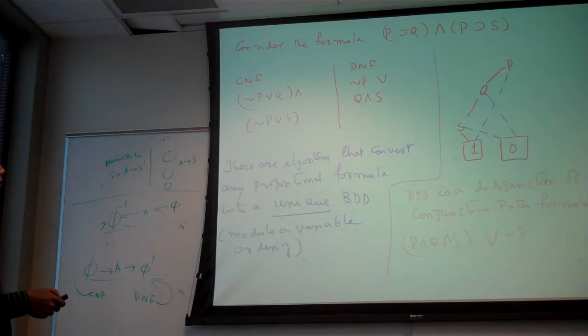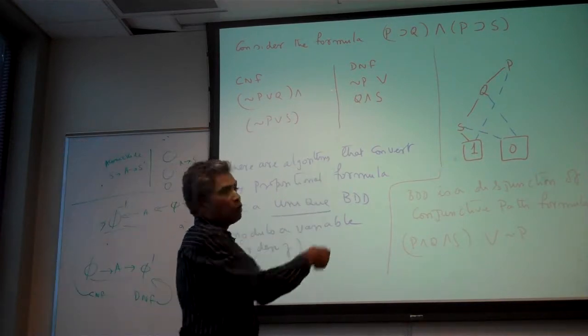If you have a formula like this, this is its CNF representation, P implies Q and P implies S. It's a conjunction of clauses, and each clause is a disjunction. And this is the DNF representation. It's a disjunction of clauses where each clause is a conjunction of literals. These two I hope you know.